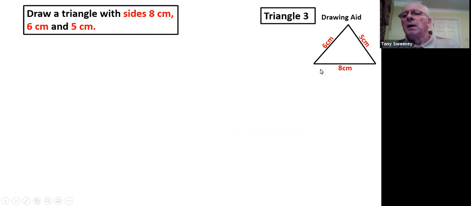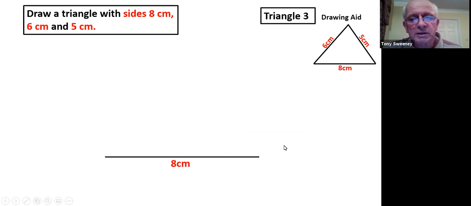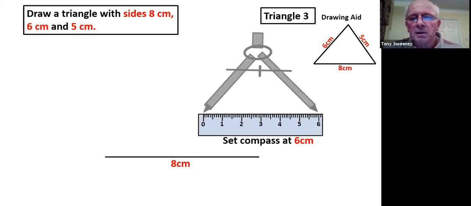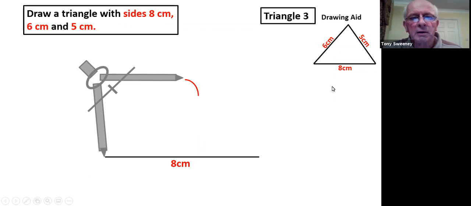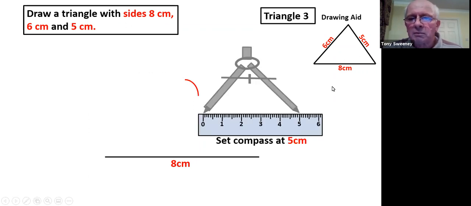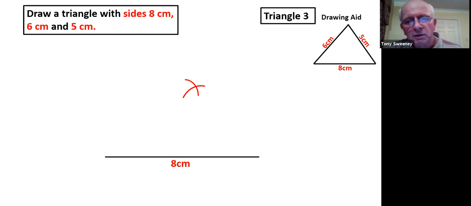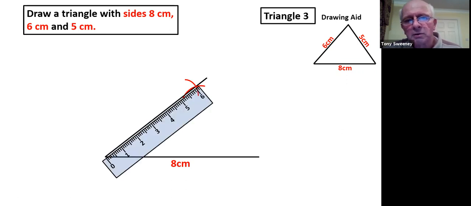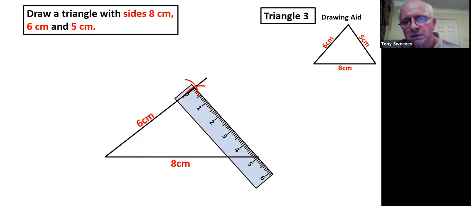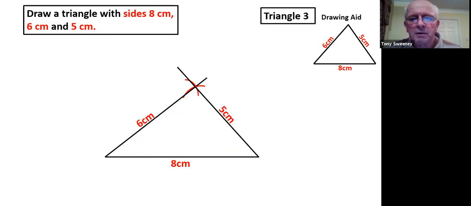Triangle 3 is, I really like this one. I've always liked it. You have a line of 8 centimeters, 6 centimeters, and 5 centimeters. So you draw the 8 centimeter one at the bottom. You get 6 centimeters for this line, and you just make an arc there. You measure 5 centimeters for this side, and you draw an arc from that side. Okay. Now you get your ruler and you just join the line up to where the arcs intersect. That's it. Perfect. Looking good.